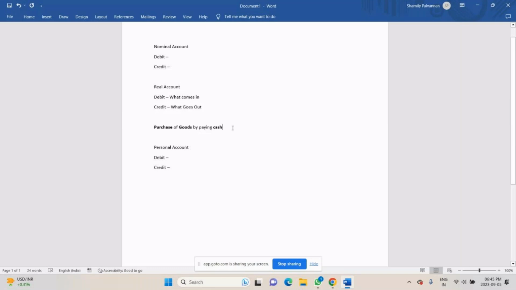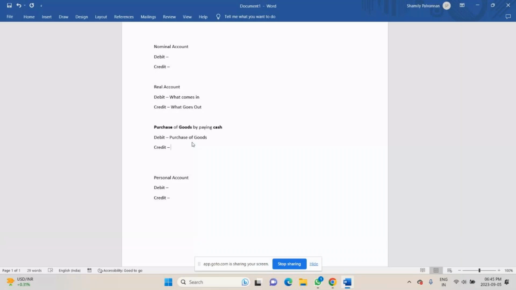So we have a purchase of goods by paying cash. We are purchasing some goods by paying cash. Now what is coming to you? Goods are coming to you in the form of the purchase we made. So in this example, we'll take the debit here: you will be making a purchase of goods, or you can just show it as purchase. Debit what comes in: purchase of goods, the stock item is coming to your business. Credit what goes out: I made a purchase, I'm paying money, cash is going out of my business.